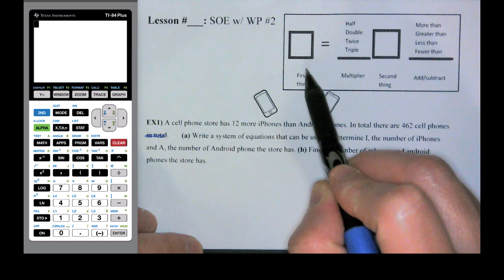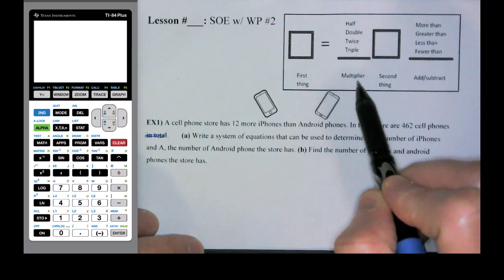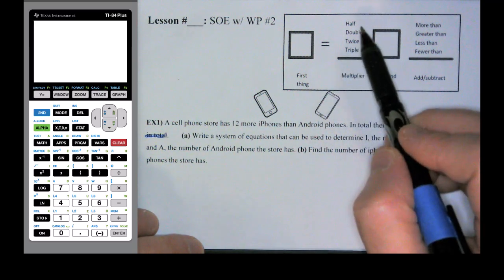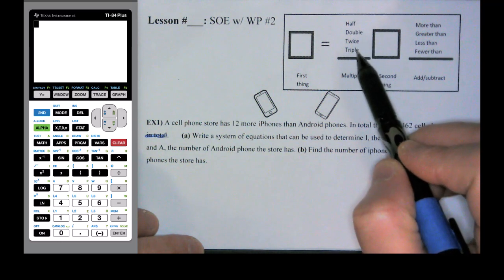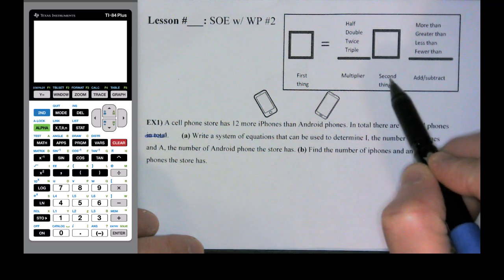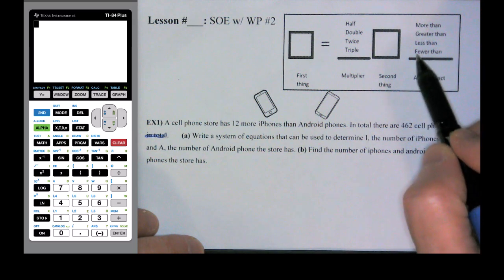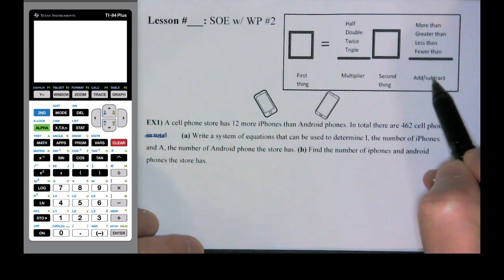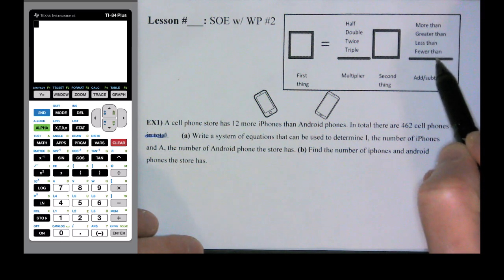So first of all, in this box, we're going to put the first variable or the first thing to appear in the problem, equals the multiplier, which usually is a number referred to by these keywords: half, double, twice, triple, any number that means multiplying. And then the second variable or the second thing to appear in the word problem, followed by plus or minus, depending if we see any of these words: more than, greater than, less than, fewer than.